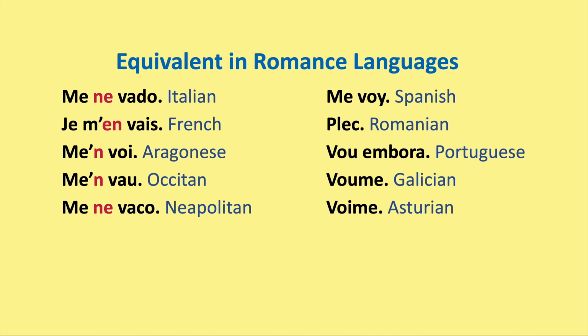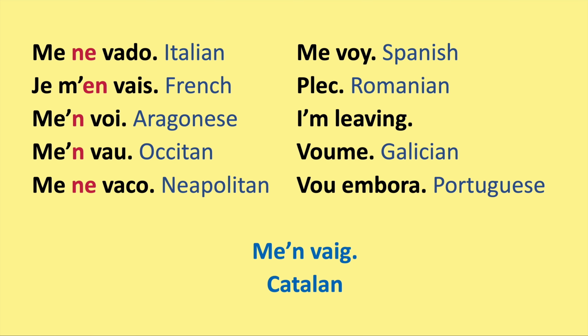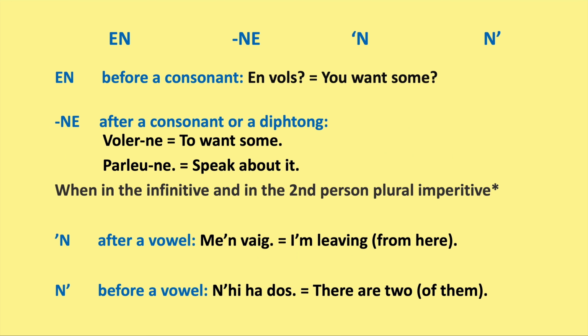It doesn't exist in other Romance languages such as Spanish, Romanian, Portuguese, Galician, Asturian. In Catalan, you would say "me'n vaig". Even though all of these mean the same thing, "en" is written differently depending on where it is in the word and if there's a vowel before or after it. Let's go over them. You say "en" before a consonant, such as in "en vols", you want some.